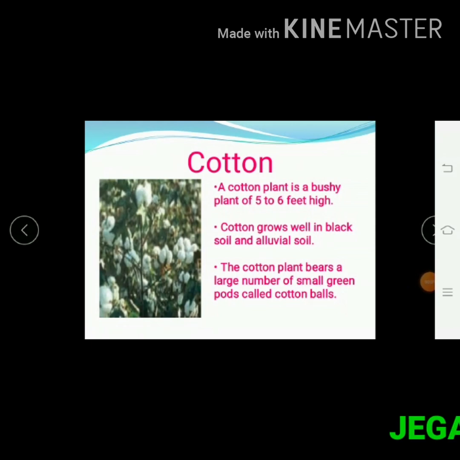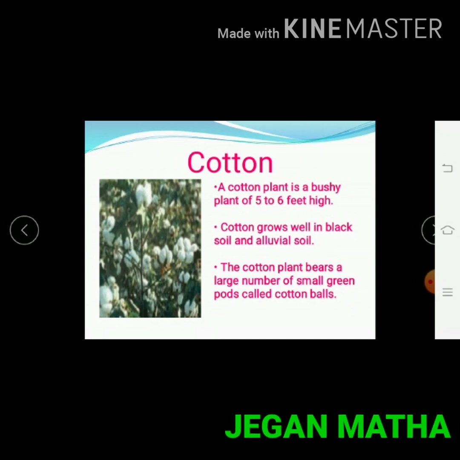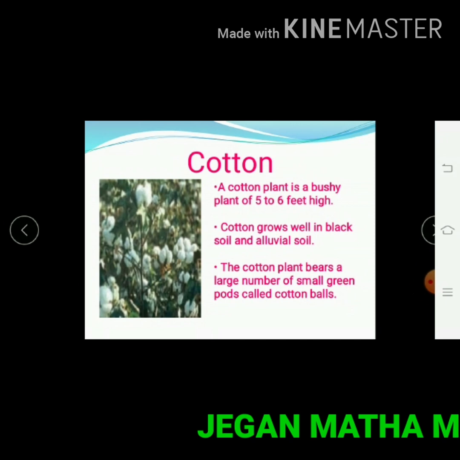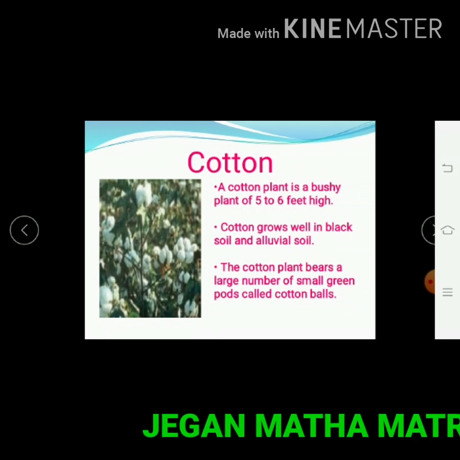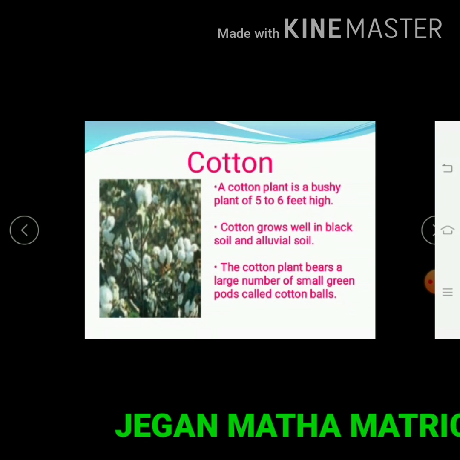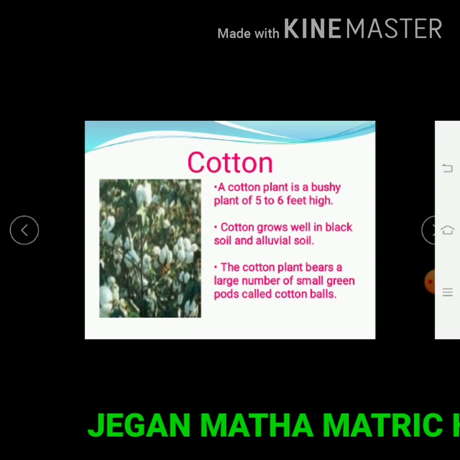Welcome students. This is the continuation of Matter and Materials chapter. In the previous class, we have learnt about fibers and its two types, natural fibers and artificial fibers. In this class, we are going to learn how cotton fabric is made from the cotton fiber.